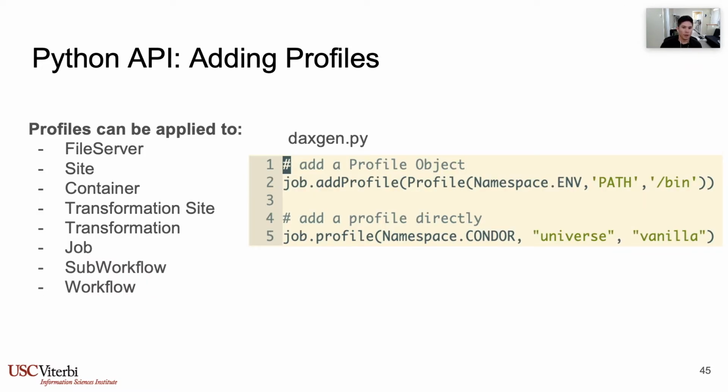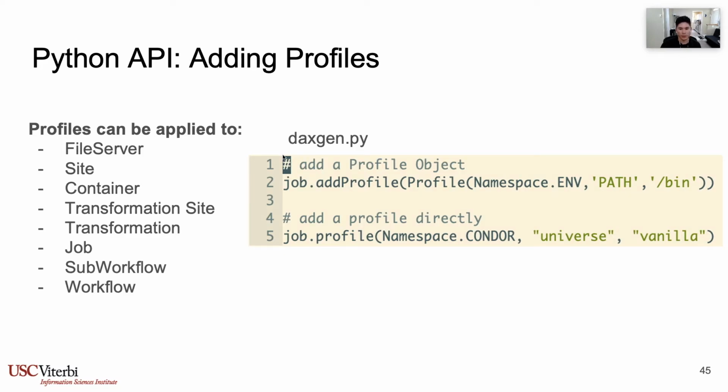Okay, so next let's talk about adding profiles. So profiles are specific configurations or settings that you assign to certain elements in your workflow, and you can apply profiles to file server, site, container, transformation site, transformation, job, sub-workflow, or the entire workflow.